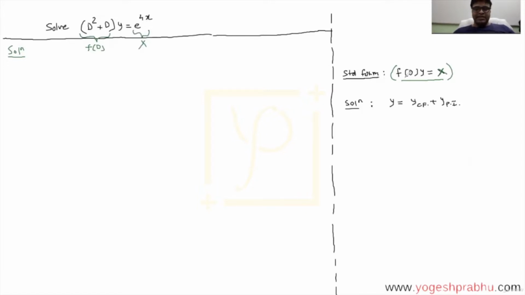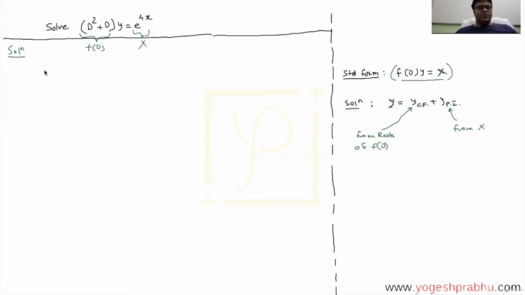And when you have this standard form, the solution y can be written as y_CF plus y_PI. The full form of CF is complementary function, and the full form of PI is particular integral. A point that you should remember is that we find y_CF from the roots of the function f(D), and y_PI we find from the right hand side of the equation. The right hand side is this x e to the 4x. That is all you need to know. Now we can start solving.